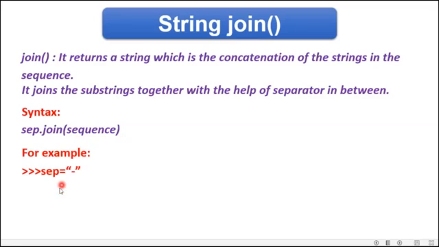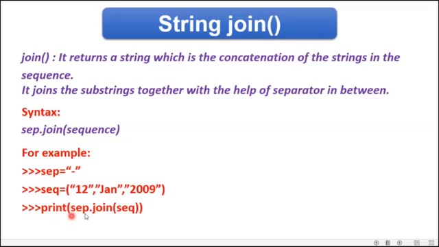For example, we are saying separator is equal to hyphen. We have taken a separator as hyphen and my sequence is this. So this is a tuple, and what is my tuple containing? 12, January, 2009, and all these three are in the form of strings. Next, print separator dot join of sequence. So sep is a variable which is containing the separator by which I am going to separate them, and join operation is containing the sequence which I am going to concatenate with the help of separator.